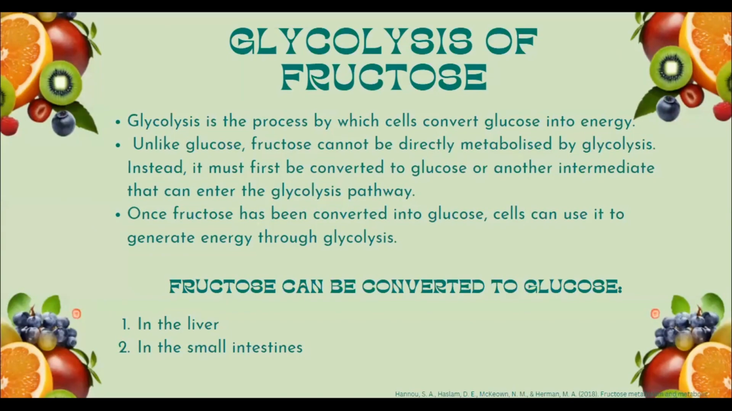Glycolysis of fructose. Glycolysis is a process by which cells convert glucose into energy. Unlike glucose, fructose cannot be directly metabolized by glycolysis. Instead, it must first be converted to glucose or another intermediate that can enter the glycolysis pathway. Once fructose has been converted into glucose, cells can use it to generate energy through glycolysis. Fructose can be converted into glucose in two steps, in the liver and in the small intestine.